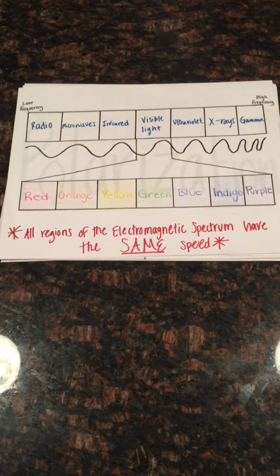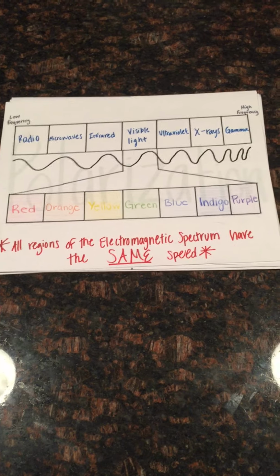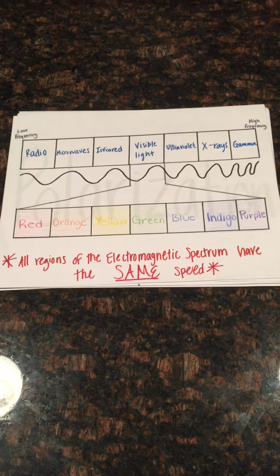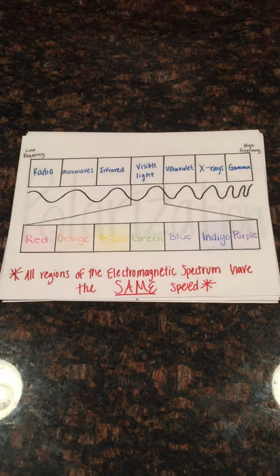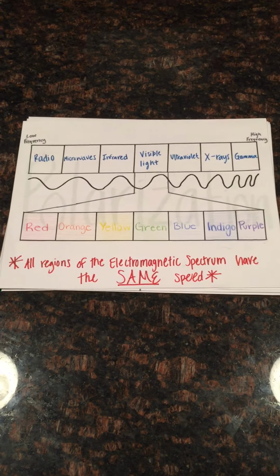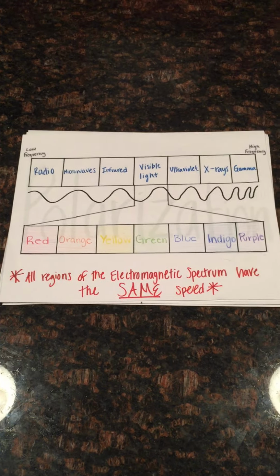The electromagnetic spectrum. Electromagnetic waves are waves that can travel through a vacuum. All electromagnetic waves travel at the same speed of 3.0 times 10 to the 8th meters per second. However, the wavelengths and frequencies differ.